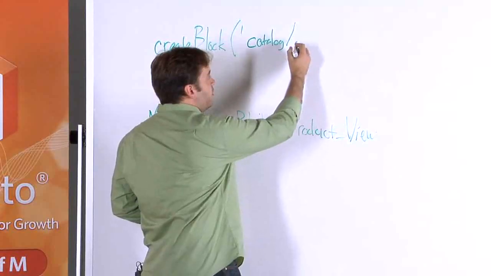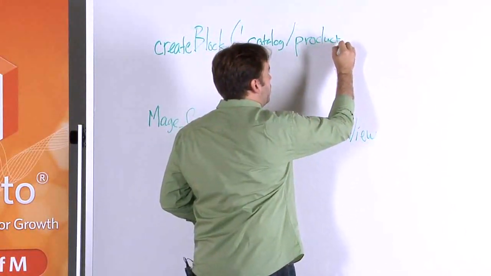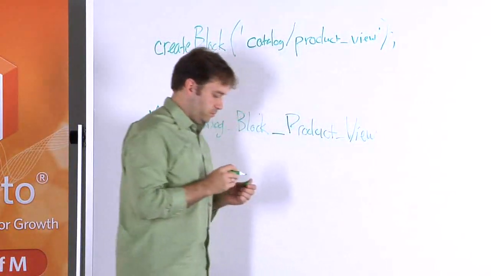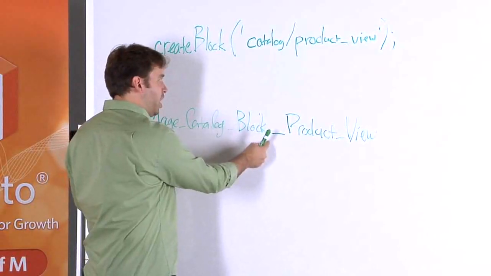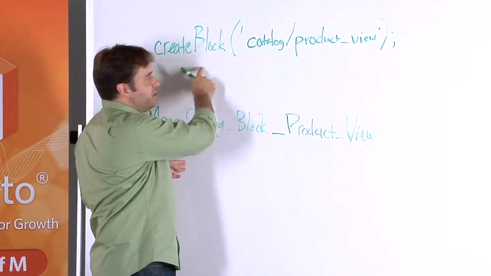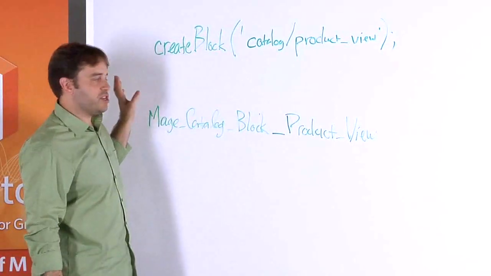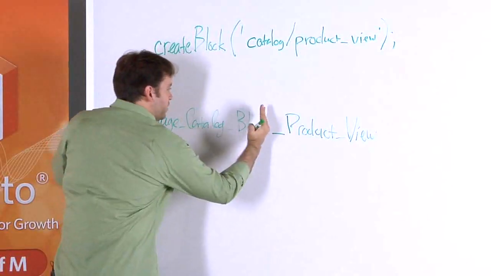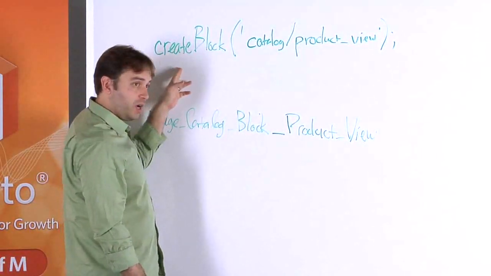So catalog, product_view. All right. Now, what you see in the configuration, Mage catalog block, that is really aliased here. So what the factory method does is it takes this, looks into configuration. If you have your configuration set up correctly, we'll find this, and that's under config global blocks.